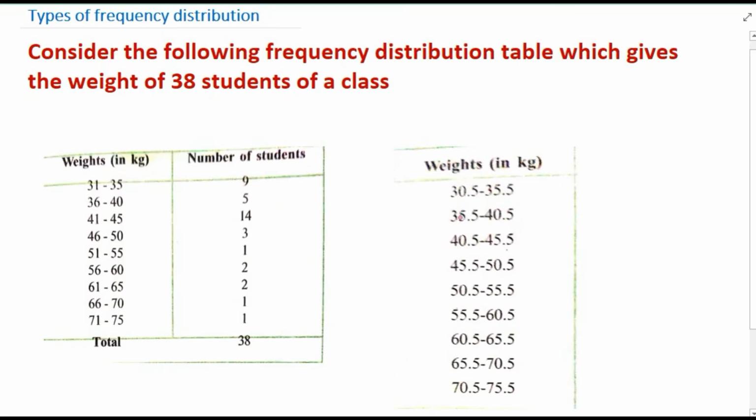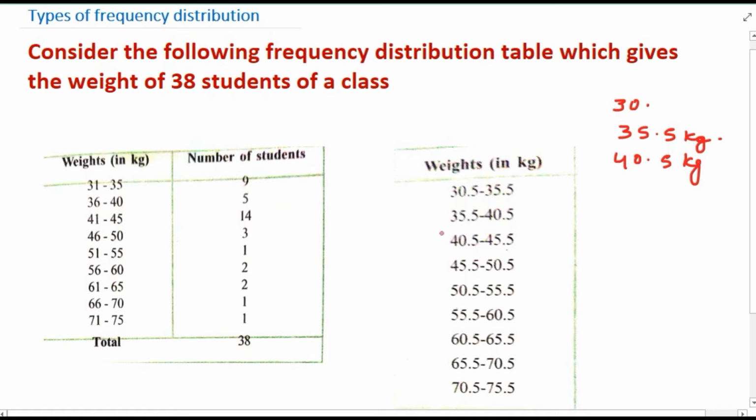Now we have the class intervals in continuous form: 30.5 to 35.5, 35.5 to 40.5. Now it is possible for us to include the weights of the two new students, the first one being 35.5 and the second one 40.5 kg. Now it is possible for us to include the weights of the new students in these classes.